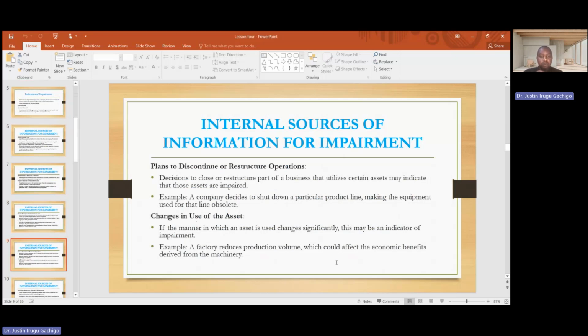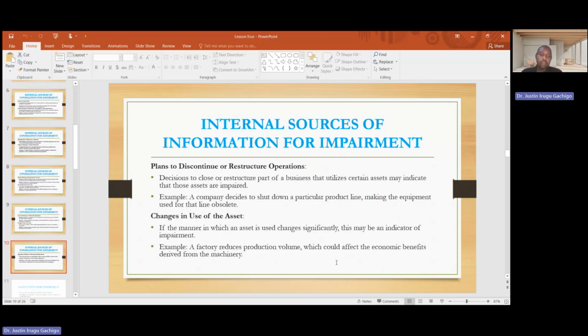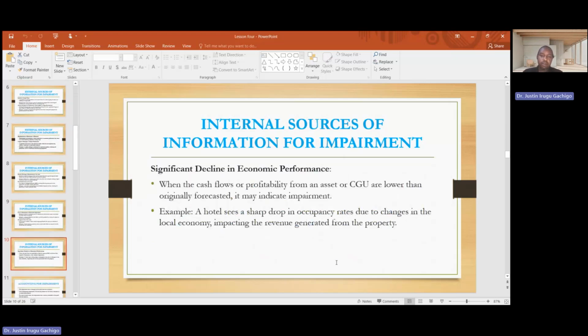If the manner in which an asset is used changes significantly, this may be an indicator of impairment. Example, a factory reduces production volume, which could affect the economic benefit derived from the machinery. Then we have significant decline in economic performance. So when the cash flow or profitability from an asset or a CGU are lower than originally forecasted, it may indicate impairment. Example, a hotel sees a sharp drop in occupancy rate due to changes in the local economy, impacting revenue generated from the property.